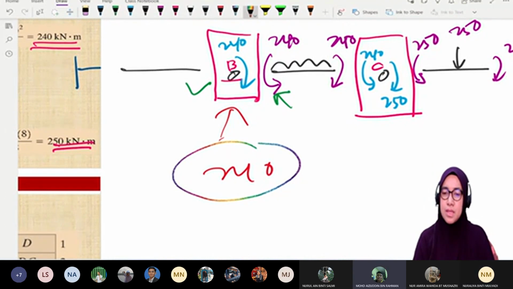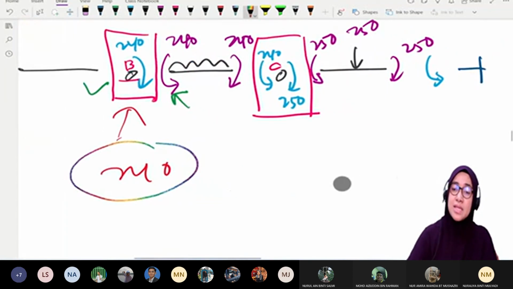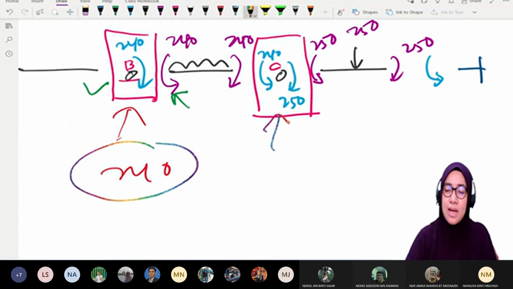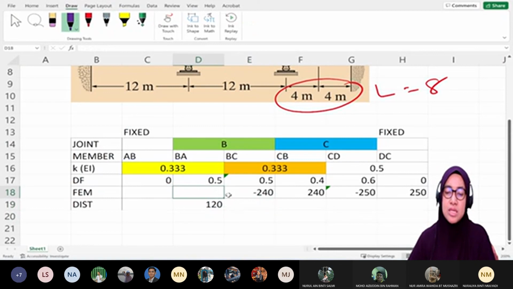Boleh. Okay. So sama juga dekat C. At C nanti kita akan distributekan total yang ni lah. Yang ni. Kita tengok table balik ya. Okay, yang ni. Okay, so yang ni belum habis lagi. So kita nak distribute.